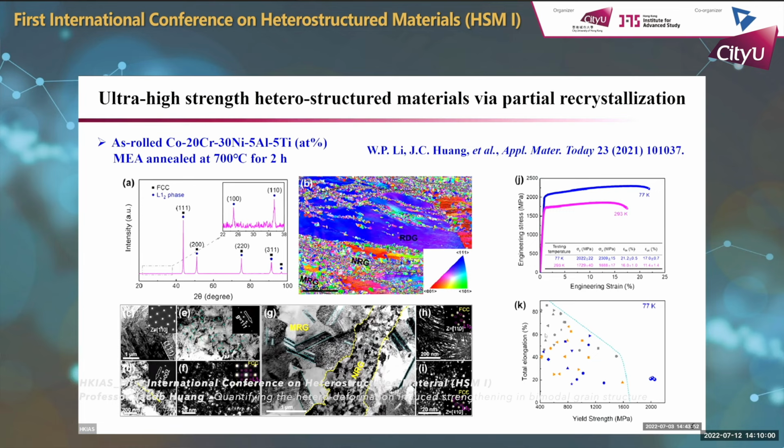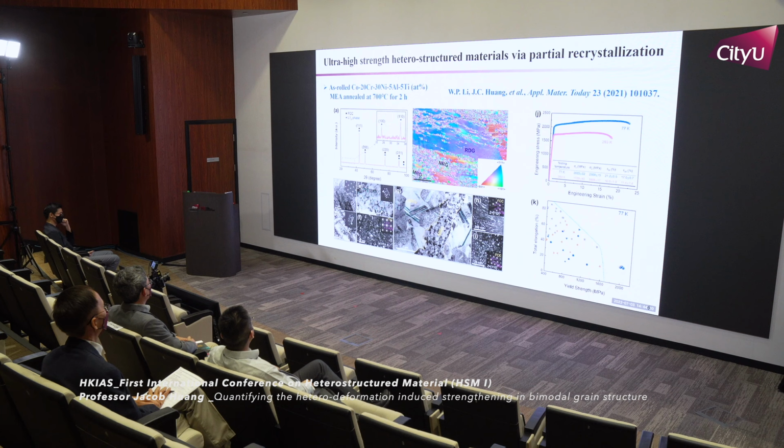Except for the pretty ultra high strength at room temperature, yield strength over 2.0 GPa was achieved at cryogenic temperature as well. So this previous result demonstrates that such heterostructure or hetero-deformation can result in highly promising and balanced mechanical property at room temperature or at cryogenic temperature.